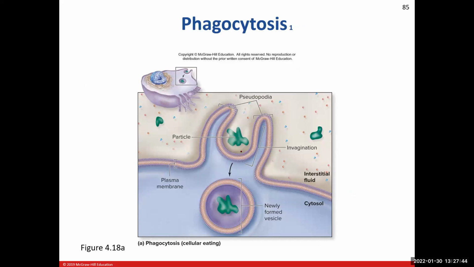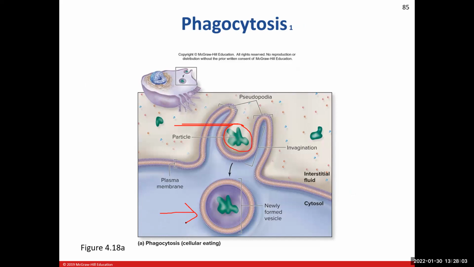So that's what we see here. Here's our particle that our cell wants. It's extending the pseudopods. Those pseudopods are now surrounding that particle, and then it pulls it in. And then eventually a lysosome will come over and fuse with that and pour in its digestive enzymes.